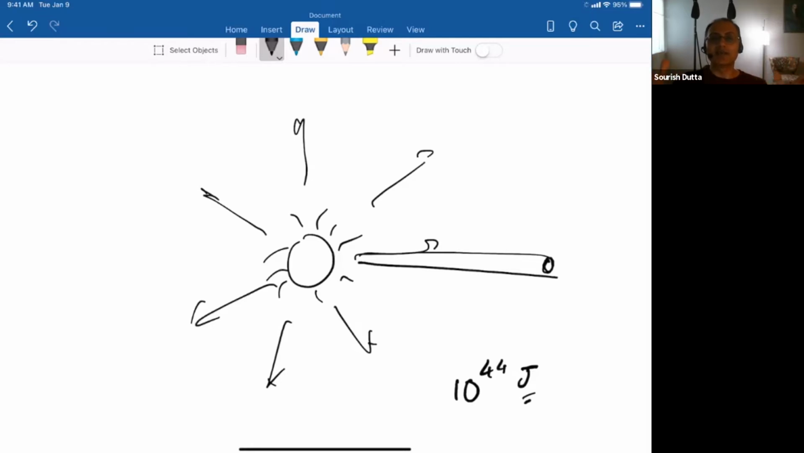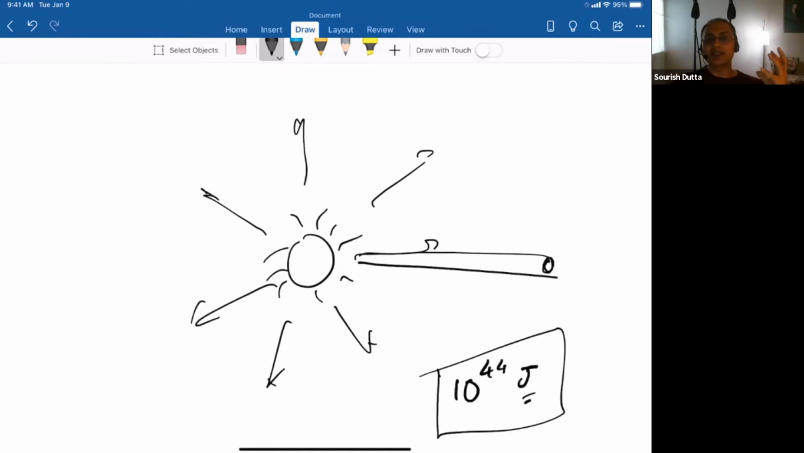A star like the sun will only last for 10 billion years, and we are at about 4.5 billion years right now. So the sun only has about 5.5 billion years left. But if you calculate the total amount of energy that the sun puts out over its entire 10 billion year life, that comes to 10 to the power of 44 joules.